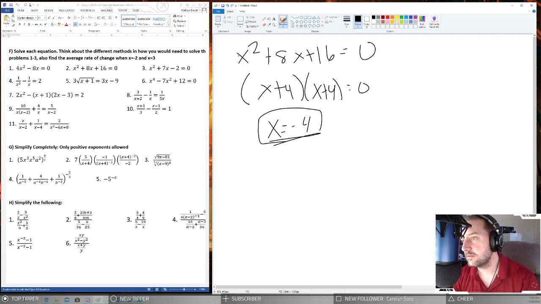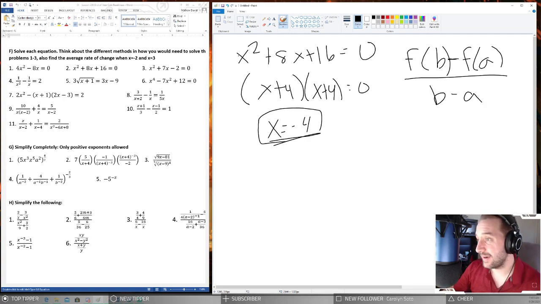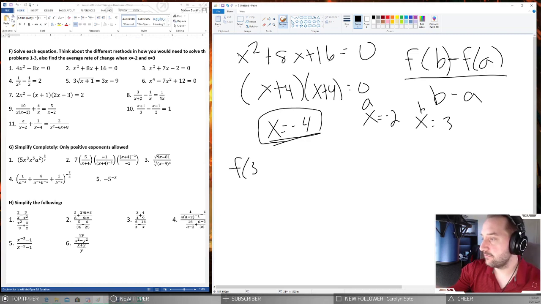Then it says, find the average rate of change. The formula for the average rate of change is f of b minus f of a over b minus a. It's giving us what our a and what our b is. My a in this instance is negative 2 because it says when x is negative 2. That's my a. And then it says when x equals 3, and that's going to be my b. So it's asking for f of 3 minus f of negative 2 over 3 minus negative 2.